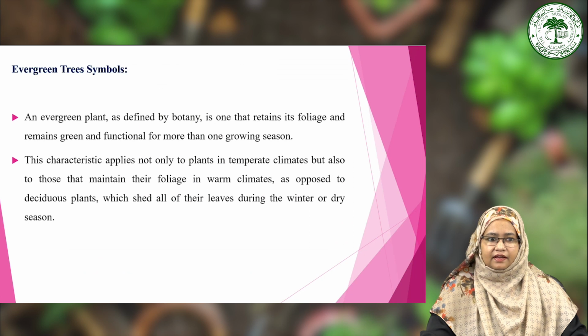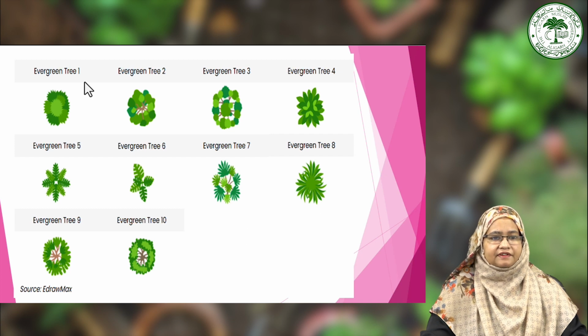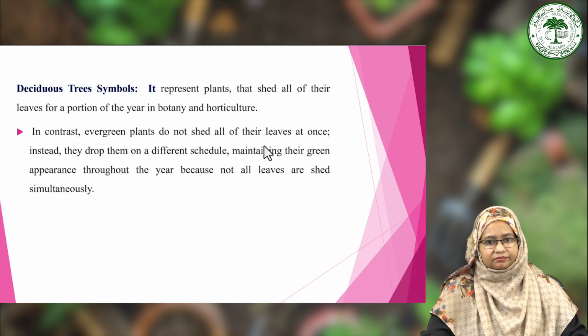An evergreen plant is one whose foliage remains green and functional for more than one growing season. And according to botany, this also applies to plants that only keep their foliage in warm climates, as opposed to deciduous plants, which shed all their leaves during the winter or dry season. So, for the evergreen tree, we can use these types of symbols according to the shapes and texture of the leaves and size of the canopy.